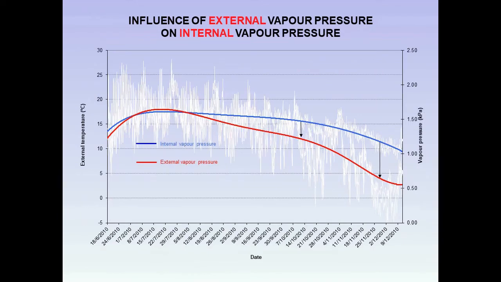Again, influence of the external vapor pressure on internal vapor pressure, and this is quite important. Note this influence. The external vapor pressure drops, so will the internal vapor pressure. We mentioned this again earlier on in one of the previous presentations. But it will drop. The external vapor pressures have a significant part in relation to the total moisture vapor in a building.